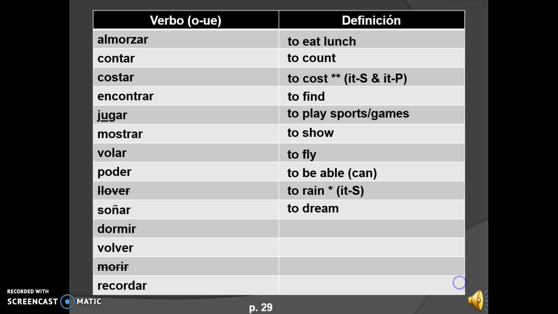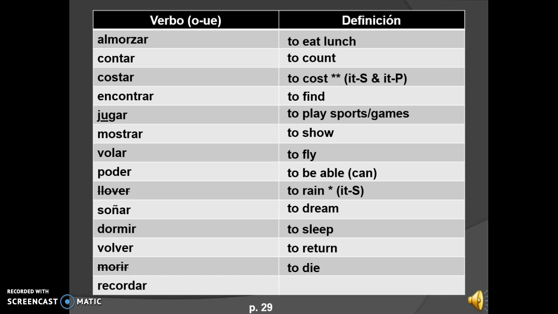Soñar is to dream. It has a tilde over the ñ, so don't forget that when you conjugate it. Dormir, as our example that we just conjugated, was to sleep, and it looks like a dorm, or something dormant, like a bear or a tree. Volver means to return. So I always just think of a revolving door. If you stay in it, you leave and then you return, and you leave and you return. So volver is like revolving door.